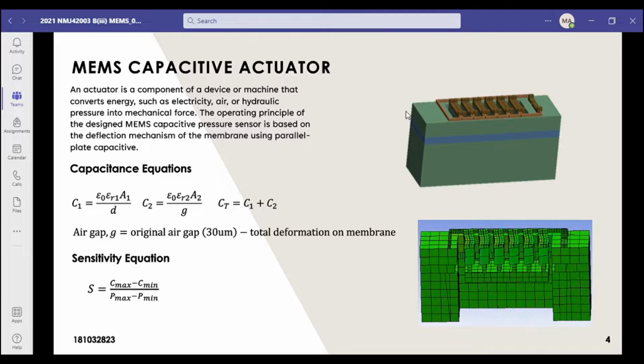Okay, this is the formula that we use, which is the capacitance equation. The capacitance equation helps to calculate the change of the capacitance and sensitivity to input pressure. And the sensitivity equation helps to calculate the capacitance over the deviation of the input pressure.